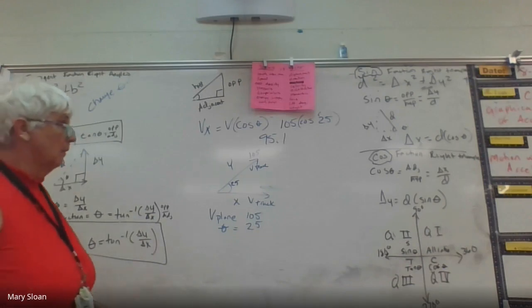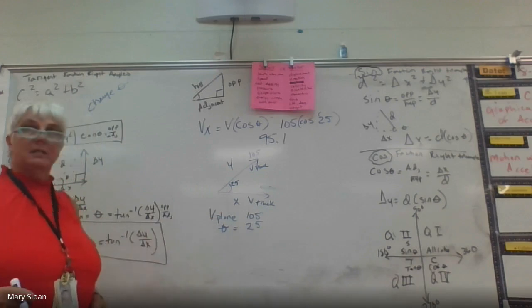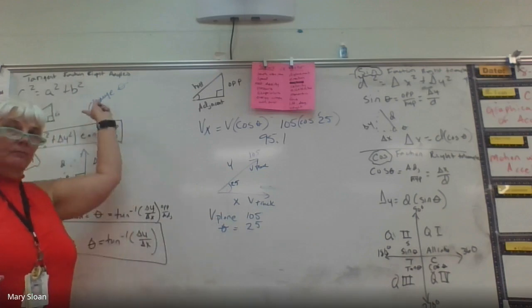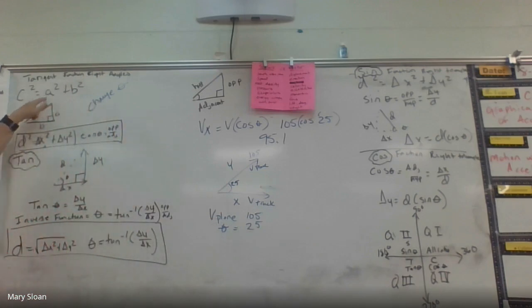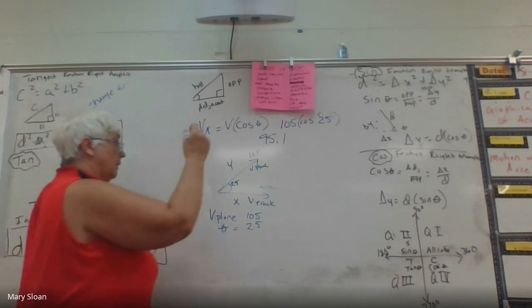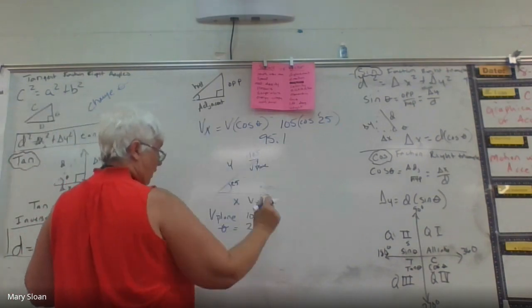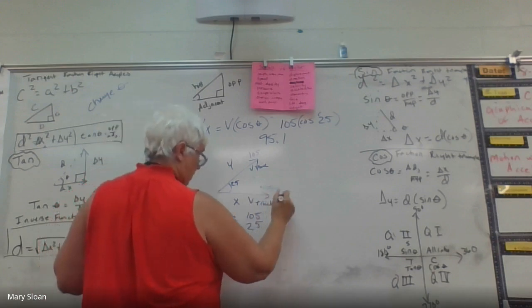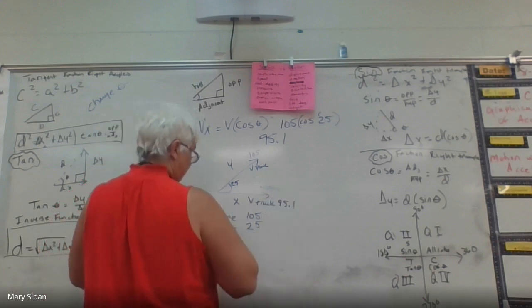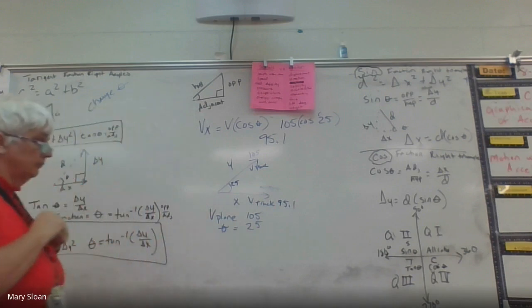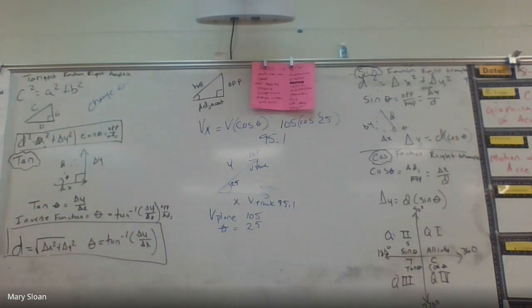Now, how can we check this? Yeah, plug it in. Plug it in and check it to make sure we're right. But that should be it. So based on that, the plane is 105. This right here is 95.1. So with the speeding. Here's the C.